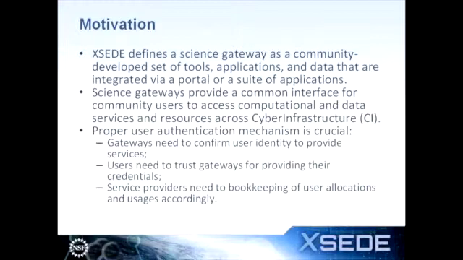First of all, gateways need to know the user's true identity in order to provide their services. Users also need to be able to trust the gateways to provide them with their credentials. For example, XSEDE users need to be able to trust any science gateway to give them their XSEDE credentials that are associated with their actual XSEDE allocations. Finally, all the service providers also need to know the user's identity in order to keep track of user allocations and usages accordingly on their systems.